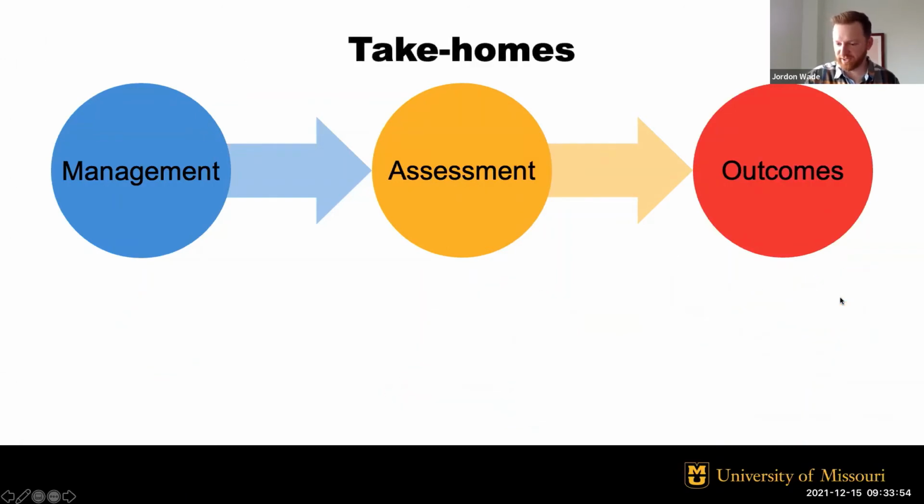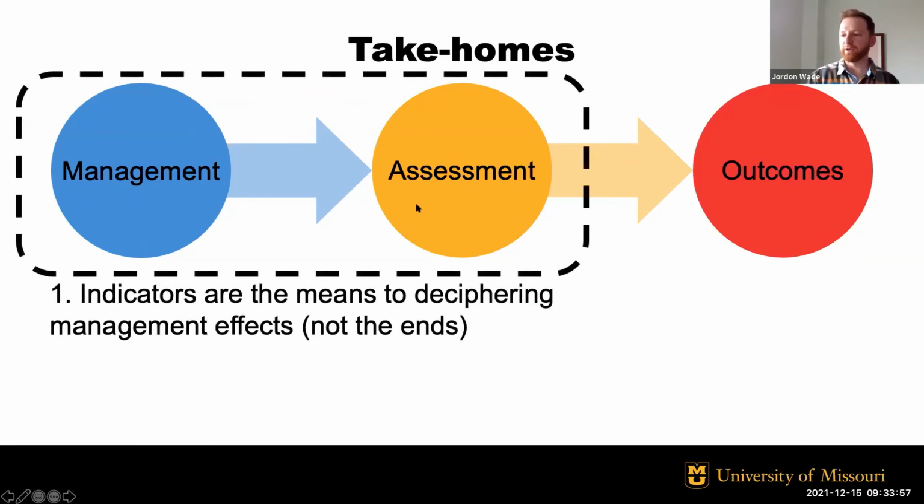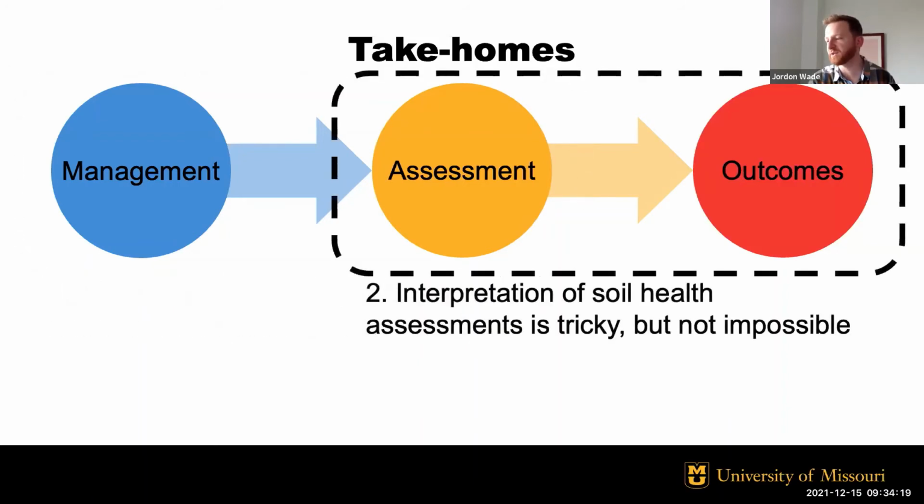So the take homes, again, first, indicators are the means to deciphering your management effects. Your specific management effects might vary, and so we want to make sure that we go out and we measure and that those differences are showing up. But that's not where we stop. We want to make sure that when we take that assessment, those soil health indicators, that we're linking it to some specific outcome. And that can get a little tricky, as you may have seen, but it's definitely not impossible. And there are ways that we can kind of tease that apart from your field specific effects.